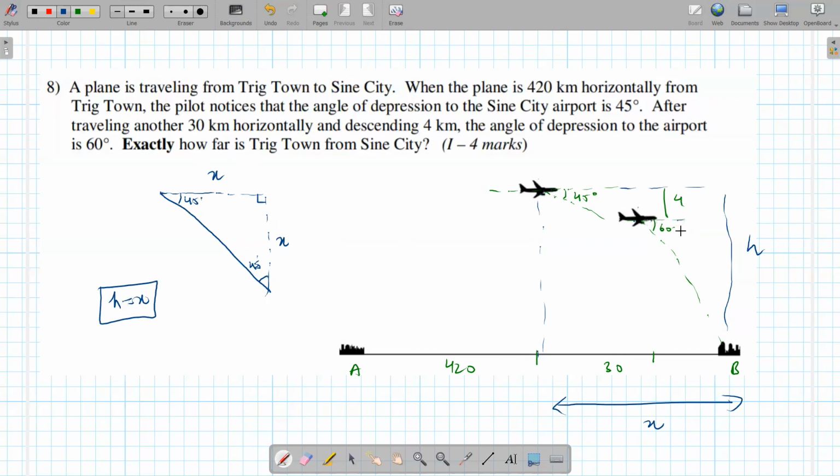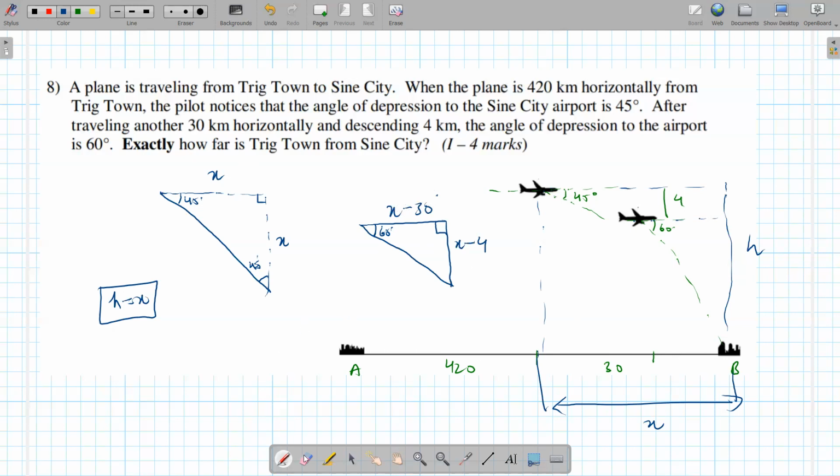Now let's look at the second triangle, from the 60-degree mark. Remember the height before was H? We came down 4 units, so what's the new height? H minus 4, or X minus 4, because H is X. And remember, this entire thing from here to here is X. We travel 30 kilometers. So what's the distance here? X minus 30. There we go.